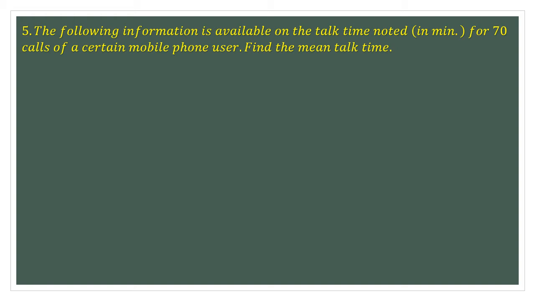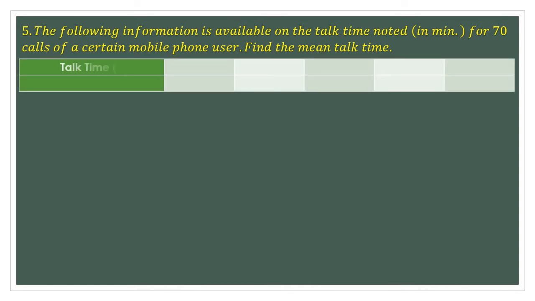So out of the 70 calls, we need to find out the average talk time used by the mobile phone user. The table is given here, talk time in minutes and number of calls. But as you can see, the question is given here in the less than type method. Less than 4 minutes, less than 8, less than 12, less than 16 and less than 20 minutes. That means this question is given as a cumulative frequency distribution.